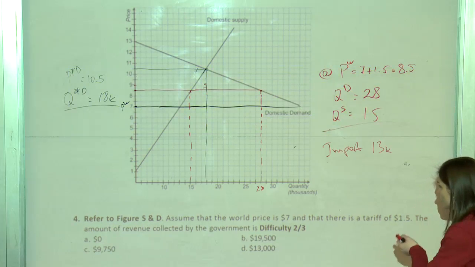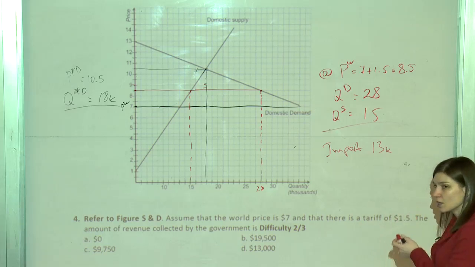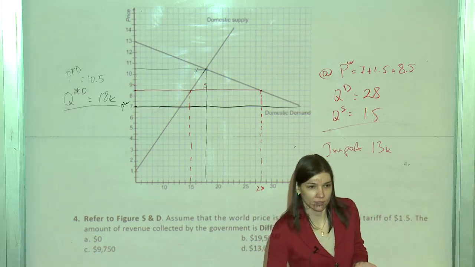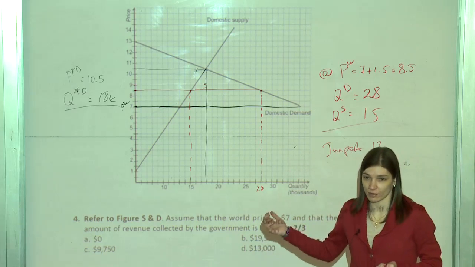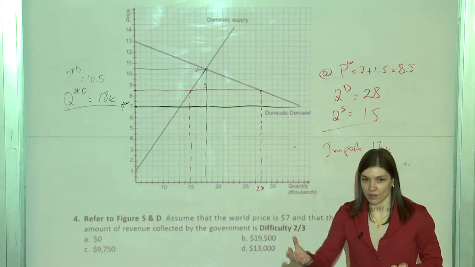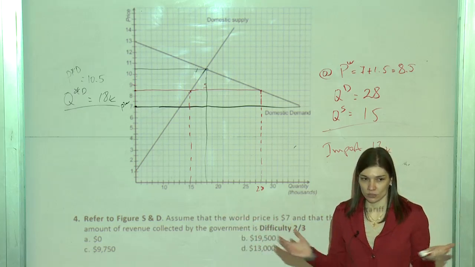Right. So in the next one, we still have the same situation. We have the world price being 7, a tariff of 1.5. The question now is the amount of revenue collected by the government. Because it imposes a tariff, the government is going to collect the amount of the tariff times the number of units imported, right? So this is just that.